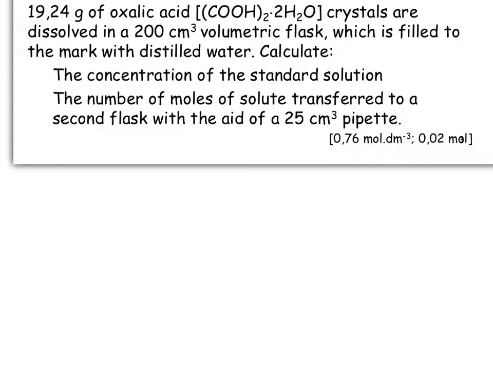I've got a certain amount of oxalic acid, and they dissolved it in a certain amount of water. So number of moles is equal to 19,24 divided by the molar mass. And the molar mass of oxalic acid is 126. I go 12 plus 16 plus 16 plus 1 plus 1 plus 1 plus 0 plus 16 multiplied by 2 multiplied by 2. And when I get that all out, I'm going to land up with 126. That gives me 0,15 moles.